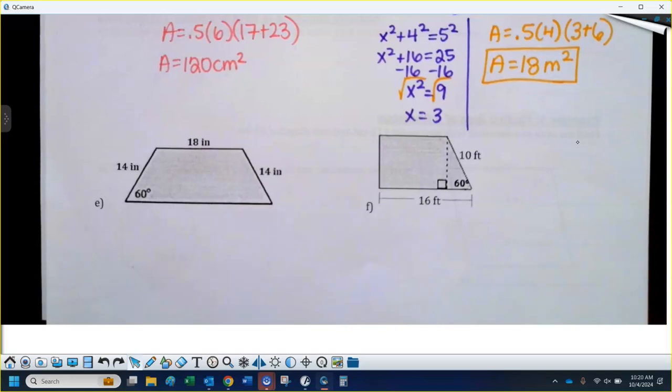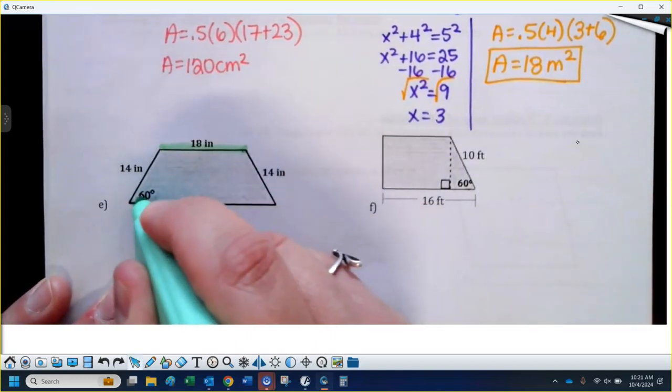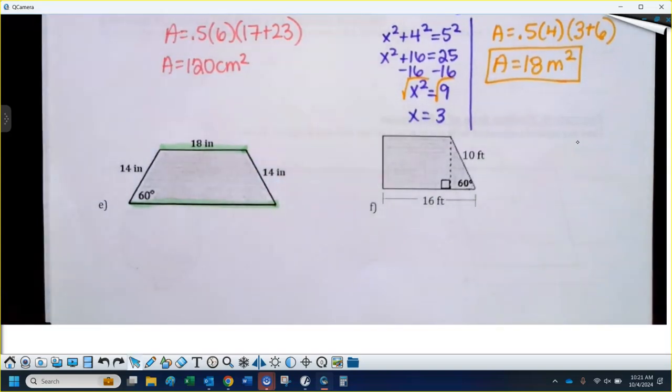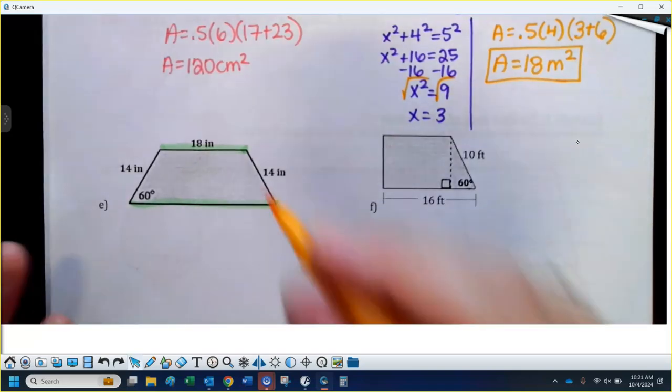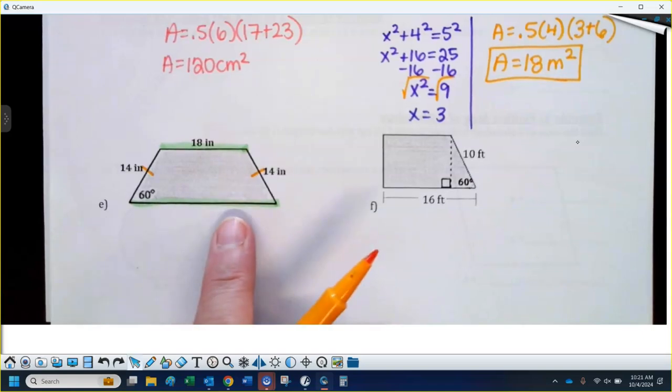So let's look at this first picture. 2 of the sides are the same in this trapezoid. This 18 across the top is one of the bases. This base across the bottom, I don't have any kind of a label on this at the moment. The 14 is not going to be part of our area, but it's going to help us get there. So if these 2 sides are the same, do you guys remember that that means this is an isosceles trapezoid?